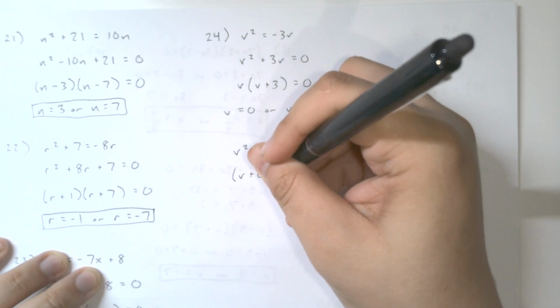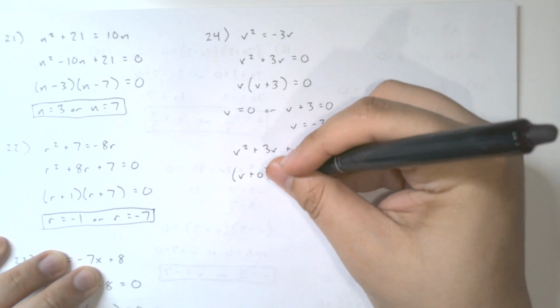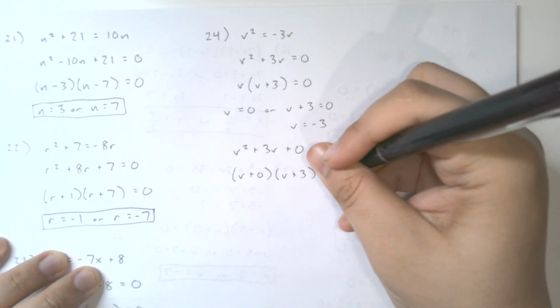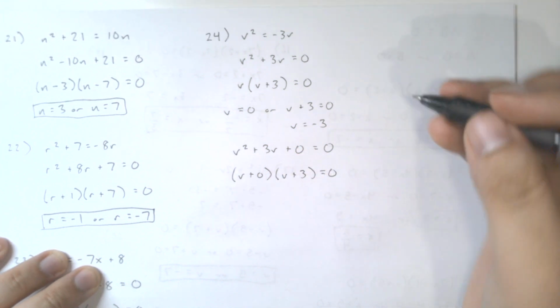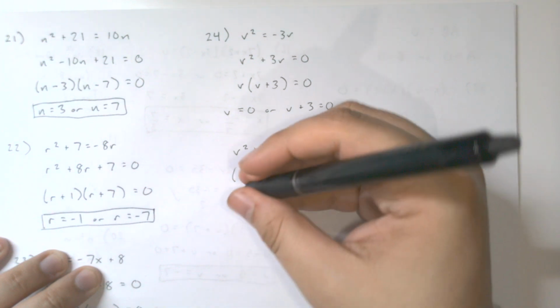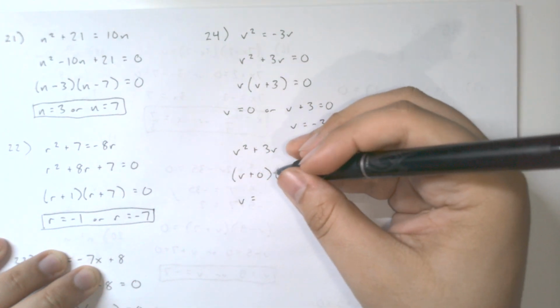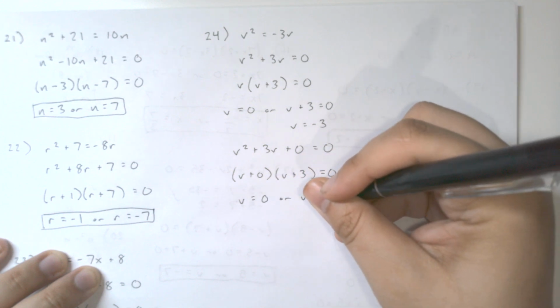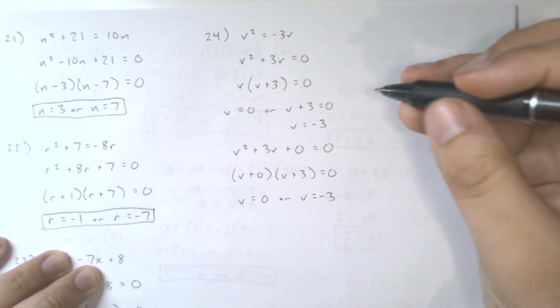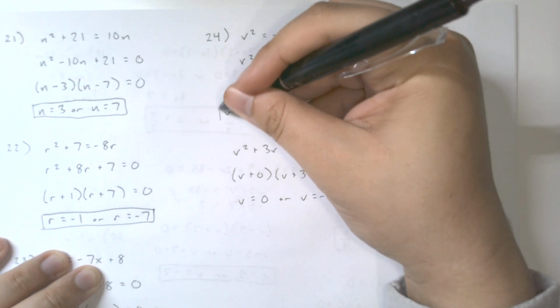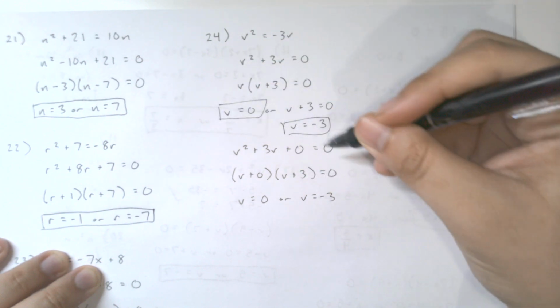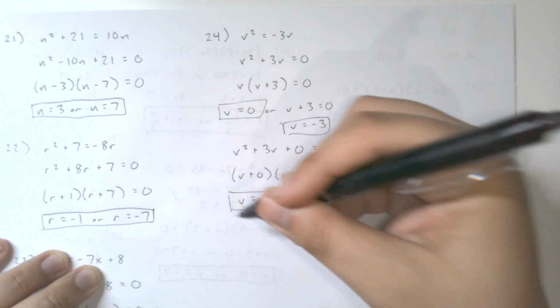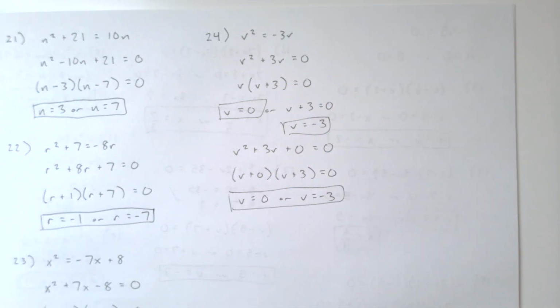So we can think of this as our two numbers being 0 and 3, which, flipping the signs on those again, negative 0 is just 0 still, so v is equal to 0, or v is equal to negative 3. So either way, we get v is equal to 0 or v is equal to negative 3. Either way you choose to look at that is perfectly fine.